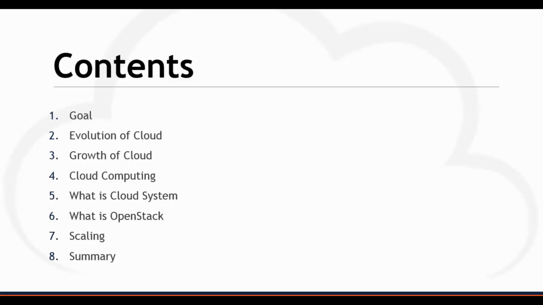We will go over the goal of this lab, the evolution of the cloud, growth of cloud computing. We will take a look at what is a cloud system. Here we will discuss in detail the different types of cloud, its characteristics, and also different types of cloud service providers. This will be followed by a few slides that will introduce you to OpenStack. We will discuss what OpenStack is all about, and then scaling, which deals with the number of users accessing the resources. And finally, a summary on OpenStack and Chameleon and their services.